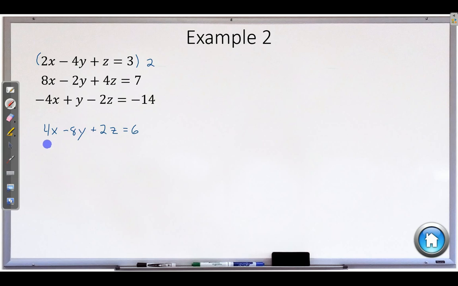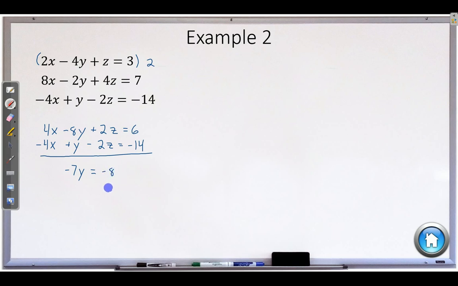And then we're going to compare that to the -4x, the bottom one, plus y minus 2z is equal to -14. I'm going to combine those two together. The x's go away. -8y and 7y and positive y is -7y's. And here's where something a little weird happens. The z's also cancel out. 2z and -2z go away, so I'm left with that is equal to 6 and -14 make -8.